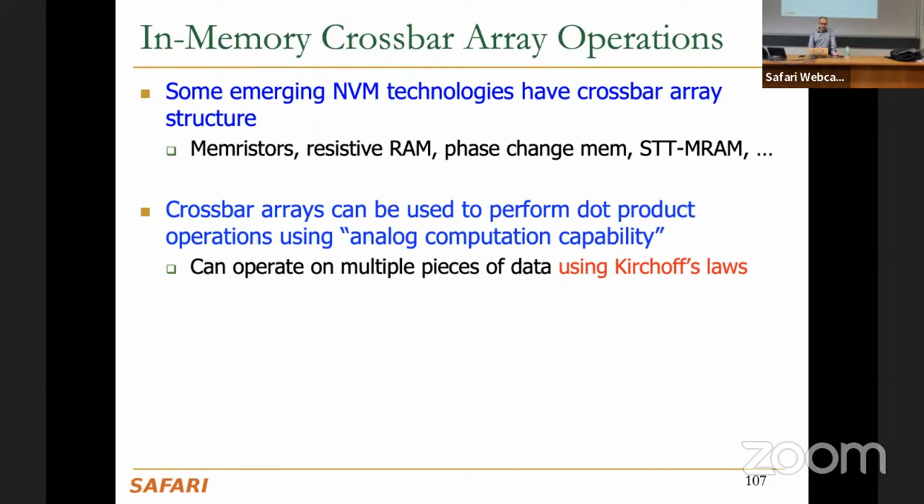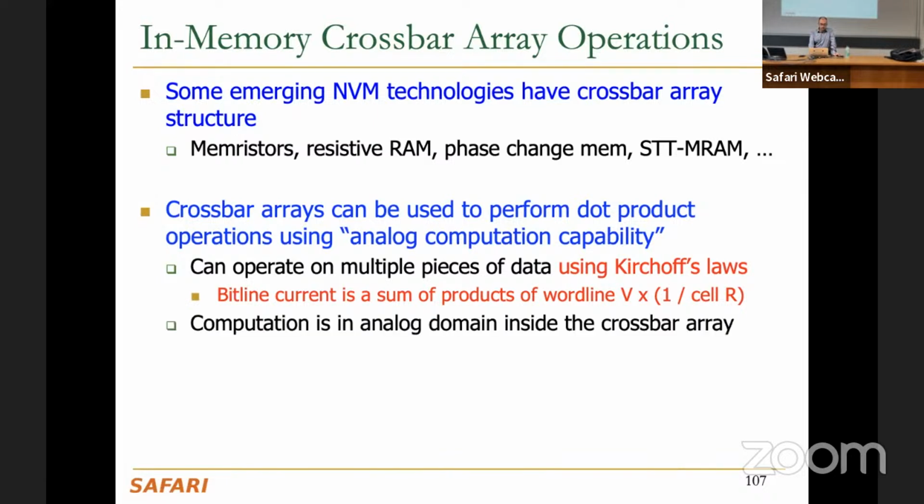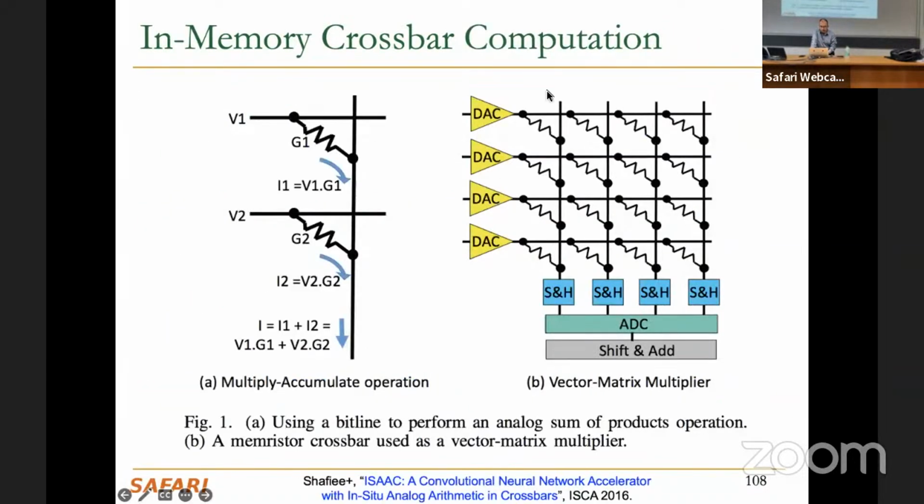They can operate on multiple pieces of data using Kirchhoff's law. The bitline current is the sum of products of wordline voltages times the conductance of each cell. And the computation is in the analog domain, inside the crossbar array. That's why you need peripheral circuitry, like digital to analog and analog to digital conversion for the inputs and outputs. Here is one example.